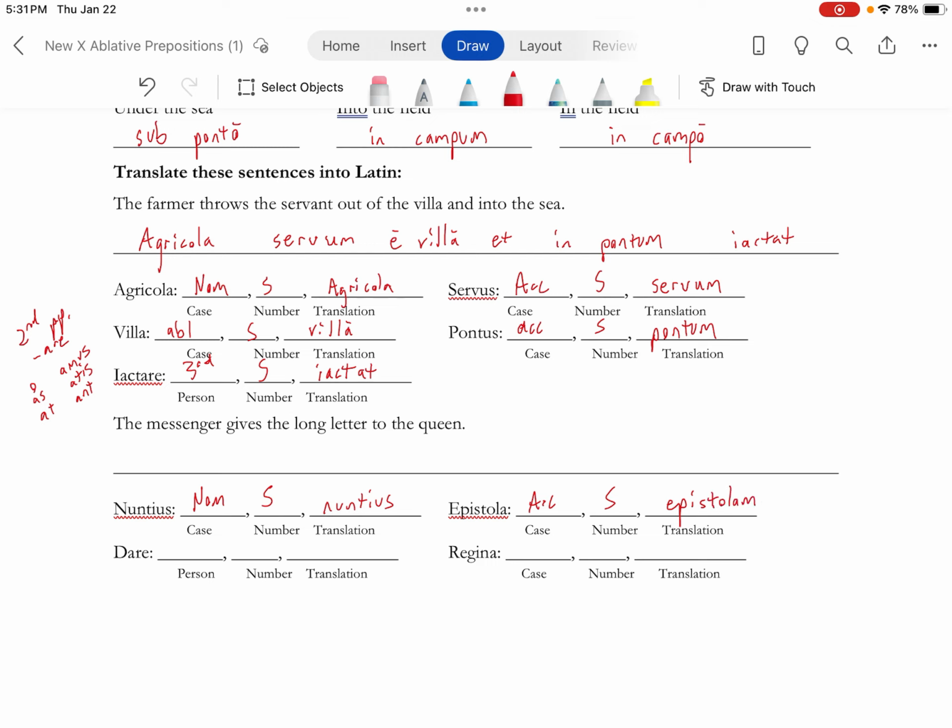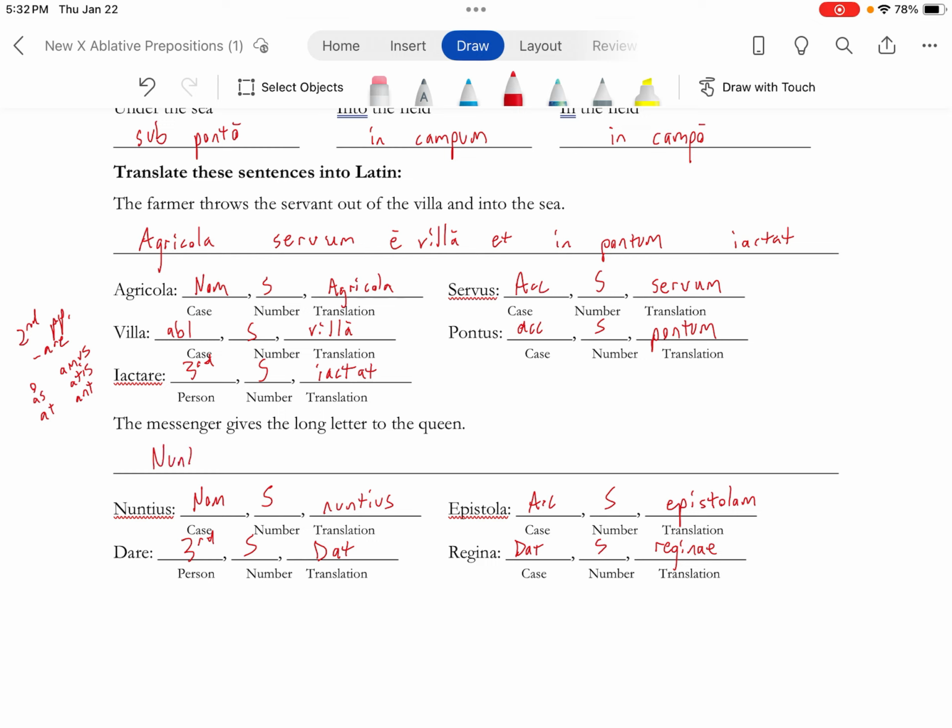I'm going to go with "to the queen" since it's a noun. That's an indirect object, so that's going to be dative, singular, so that A is going to become an AE. And then verbing it up, "messenger gives." So messenger is third person and singular. So according to the rules, drop the ARE. Did that. Third person singular is going to be an AT. Boom, done. So let's put this all up.